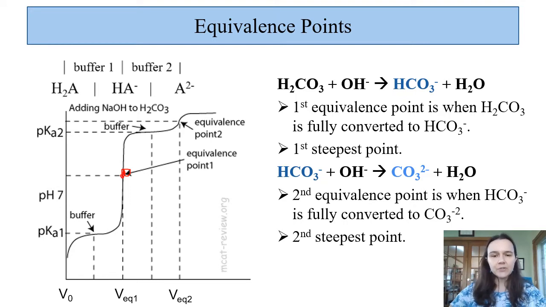Our second equivalence point, which is up here, where I'm drawing red, is going to be when the bicarbonate is fully converted to carbonate. In that location, it is our second steepest point, but you'll notice that the steepness of this has to do with how strong the acid character is. So you have a very steep transition here and a more mild slope there.